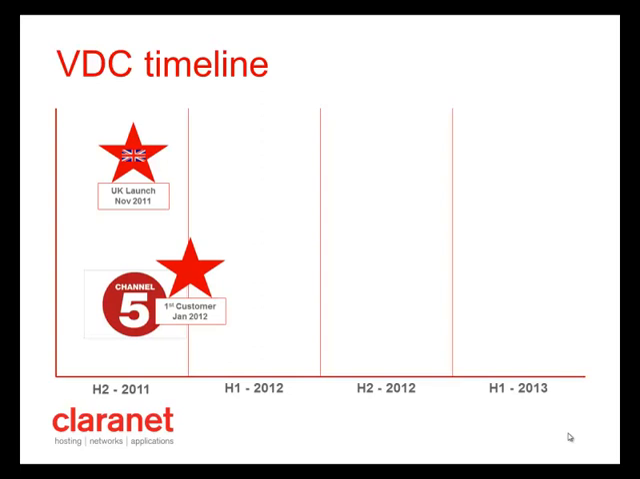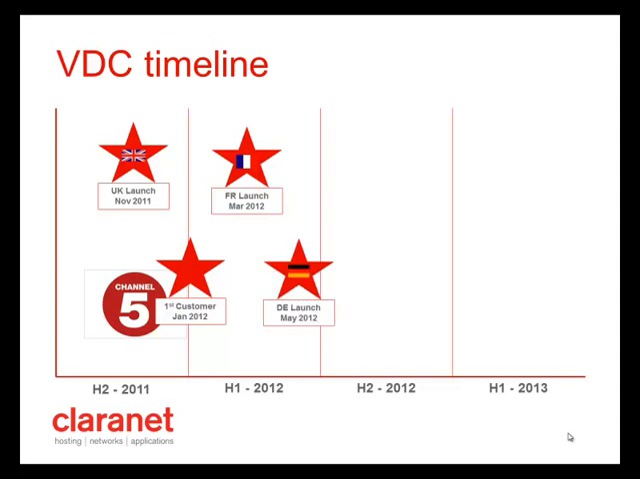And very soon after that we got our first major customer, Channel 5, which I'll touch on in a second. We then rolled out VDC into France, and that happened in March of 2012. And we did the same for our German operation into Frankfurt in May 2012. In the summer of 2012 we were then very fortunate to get a number of awards. We got 3 awards in the UK, and we also got an award in Netherlands, an award in France, and an award in Germany as well. And all these awards recognised VDC in terms of its ease of use and how it's very much carved out its own niche in the cloud market space.